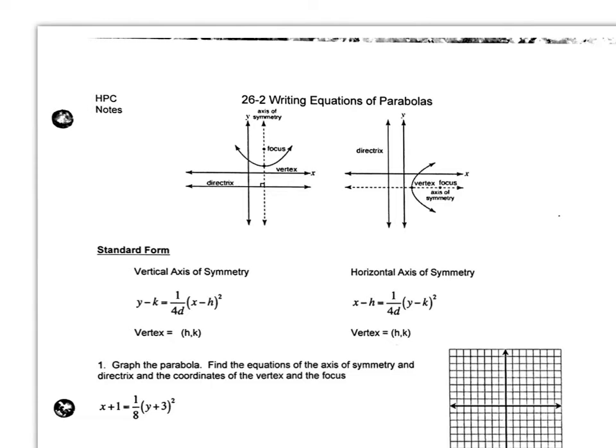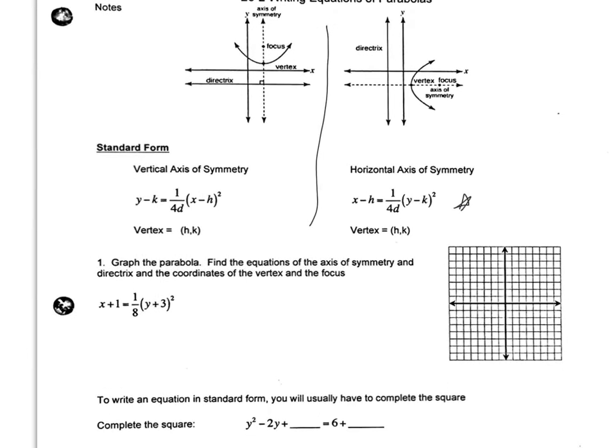So we have the two standard forms here, and they kind of line up, like this right here. So a vertical axis of symmetry: if the parabola opens up or down, that's where the y is on the left and the x is squared. If it opens right or left, then it's x on the left and y is squared. So this is the new one we haven't done too much with, and the one we're going to really focus on with these notes.